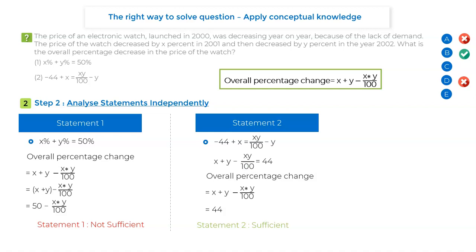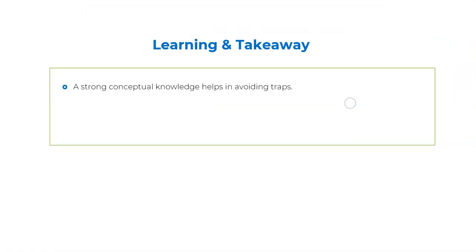So I hope you can understand why having proper conceptual knowledge is very important, because a lack of conceptual knowledge also leads you to make a lot of assumptions which are totally incorrect. There is another shorter way to solve this question. There's a shortcut formula also, but I'm not going to discuss it, because that is not the purpose here. The idea is that even if you don't know the shortcut, if your knowledge is good, you will be able to solve the question. So that's the first learning and takeaway.